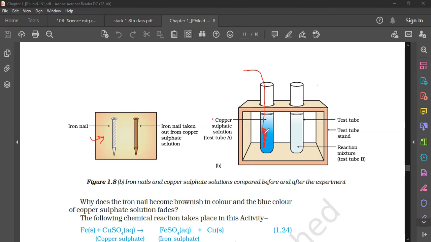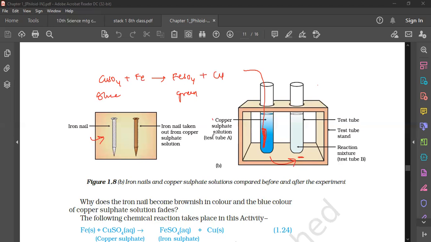The iron will react with the copper sulfate and will displace copper from CuSO4. So what is going to happen? CuSO4 plus iron nail, Fe, will form FeSO4 plus Cu. Now the solution color will change, right? It is initially blue color. Now it is changing into green color. You can see the color change from here to here.